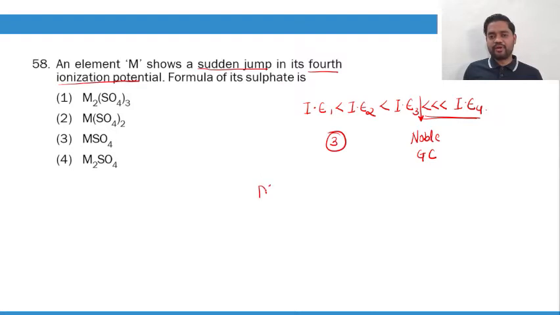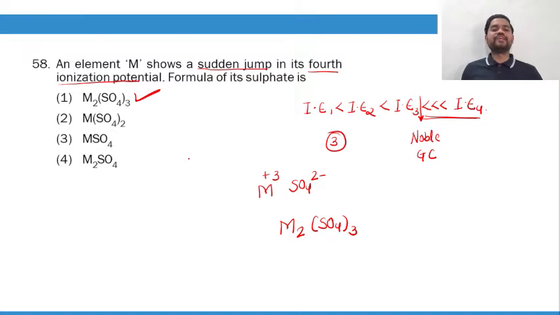So M, whatever M is there, it is +3, and sulfate is 2 minus. So if I do a cross rule, it will be M2(SO4)3. So M2(SO4)3 is option number 1. That should be the right answer. So question number 58, I'll go with option number 1.